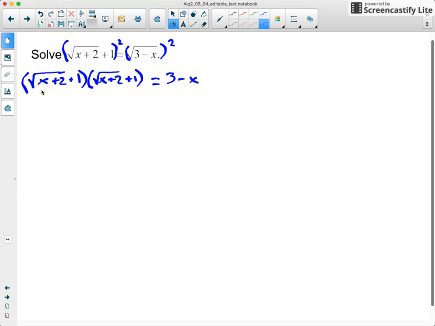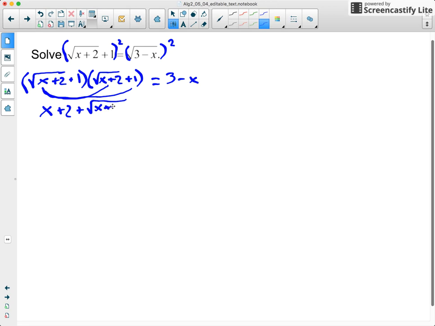Okay, so what you're going to do now is simply FOIL it. So you're going to multiply this radical times this radical, and that has the same effect as squaring it. So in this case, this will leave us with x plus 2. Now then we're going to multiply the first term times the last term here. So multiplying the square root of x plus 2 times 1, which is going to just leave us with the square root of x plus 2.